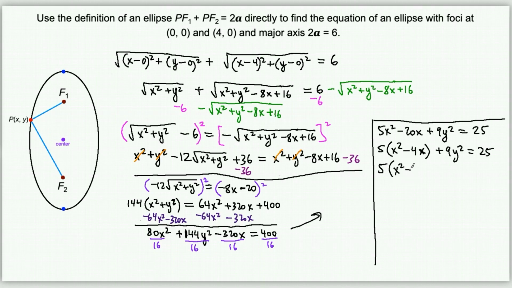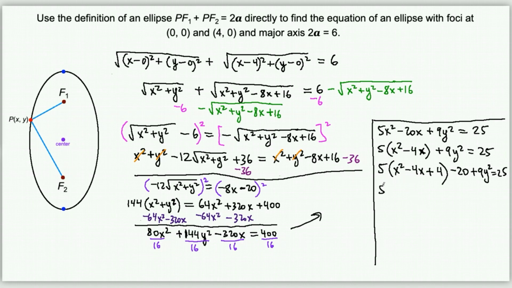So x squared minus 4x, now plus taking 1/2 of this and squaring it, right, that's completing the square. That's going to be minus 2 squared, so that's 4. And close the parentheses. And now minus 4, because it wasn't existing before, but minus 4 multiplies the 5, right? So minus 20 as a result. Plus 9y squared is equal to 25.